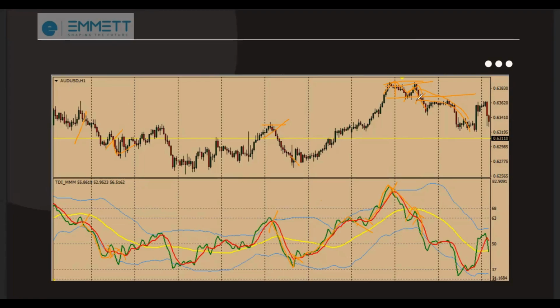So you could have taken a sell right here. This one would have been an exit, another entry here, and so on and so forth. So those are crosses. Those are TDI crosses. I hope you understand up to that point. Let's look at something else.